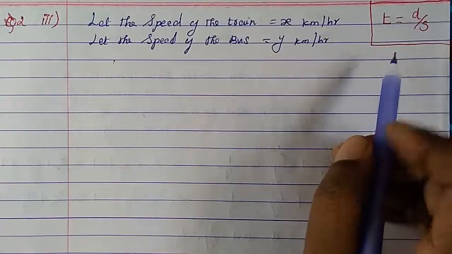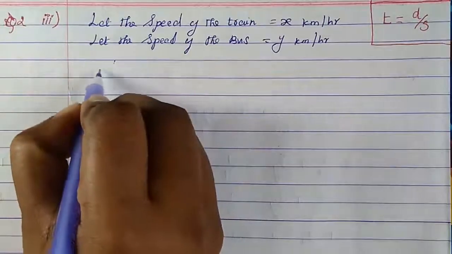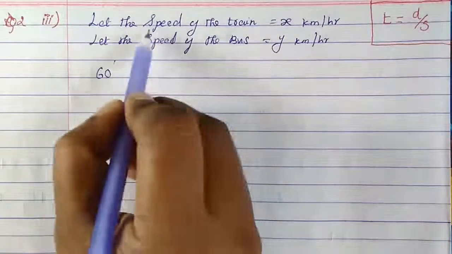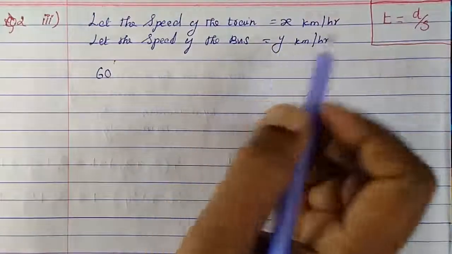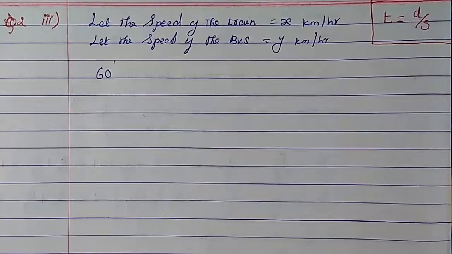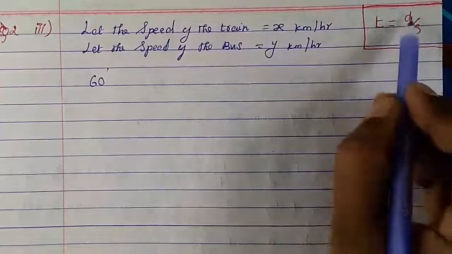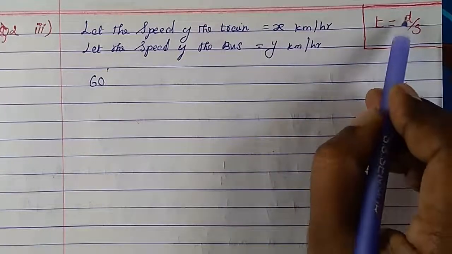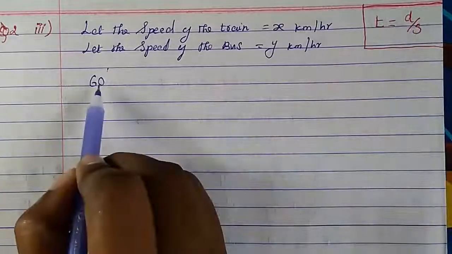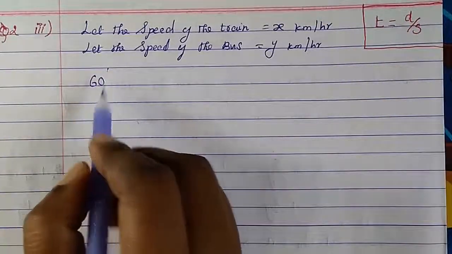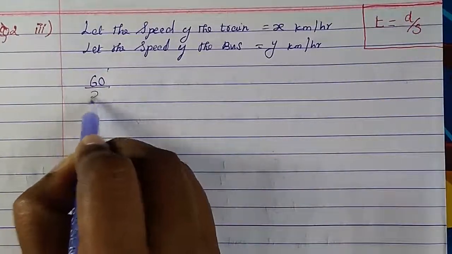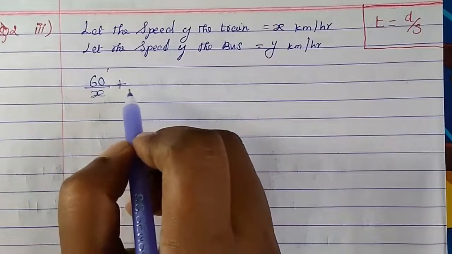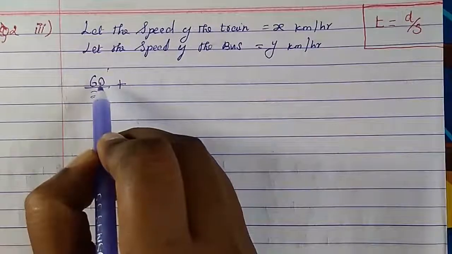So now let's write down. She travels 60 kilometer by train. So speed of the train is what? x. We will use this only: distance upon speed. Speed of the train is x kilometer per hour and the distance she travels by train is 60 kilometer. So 60 upon x plus, for the remaining distance by bus, from 300 you have to minus 60.